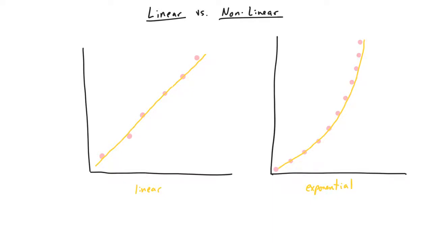If the points form a straight line, such as the graph on the left side, then the equation of that straight line follows the mathematical formula y equals mx plus b, where m is the slope of the line and b is the y-intercept. In other words, this is going to be where the line intersects the y-axis.